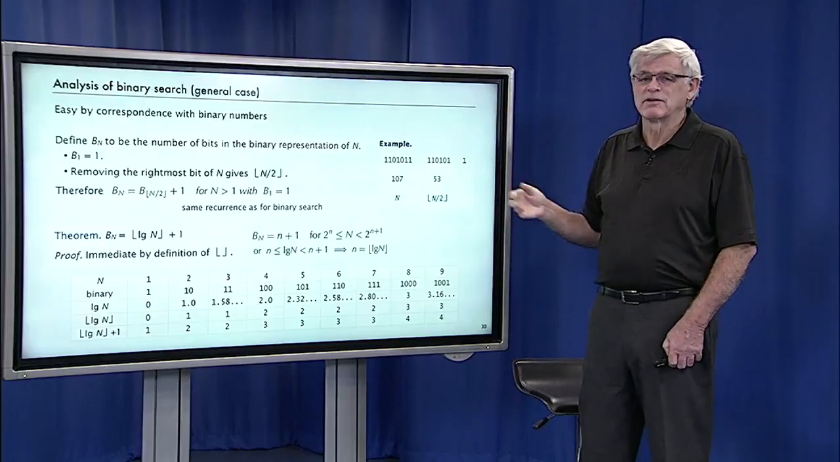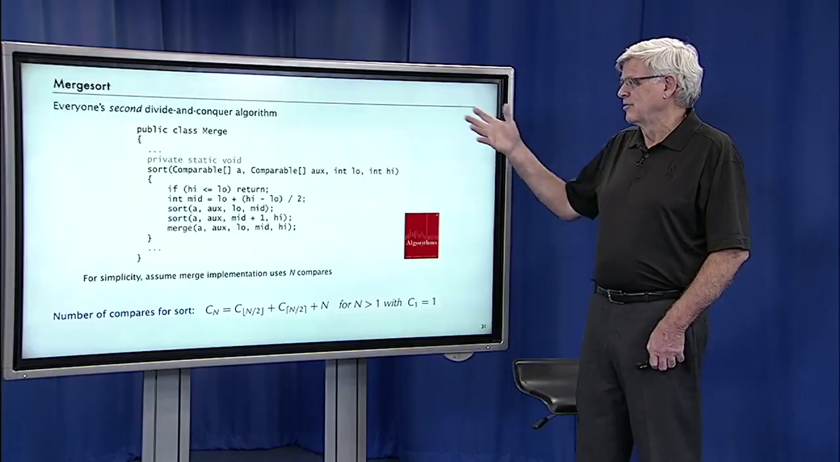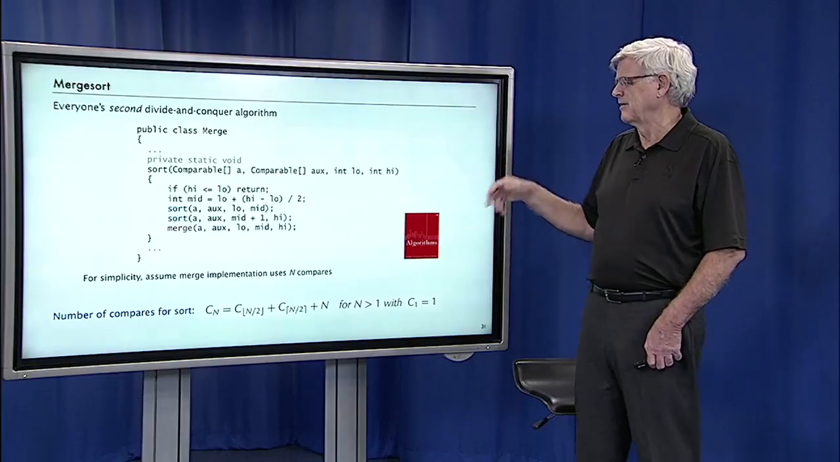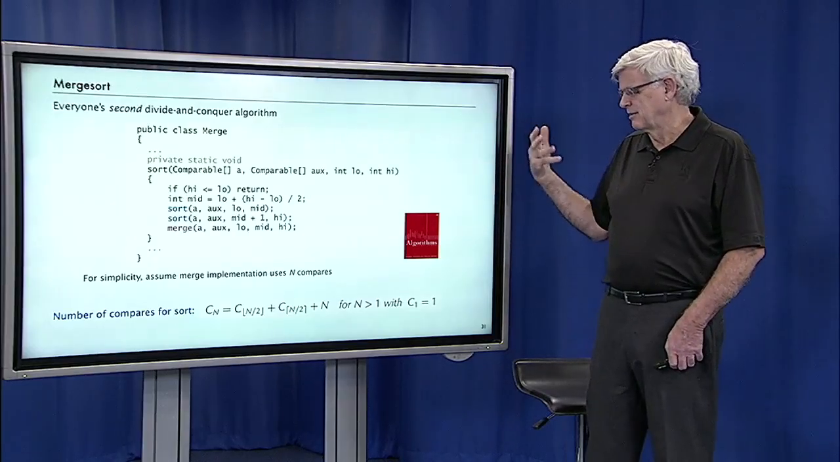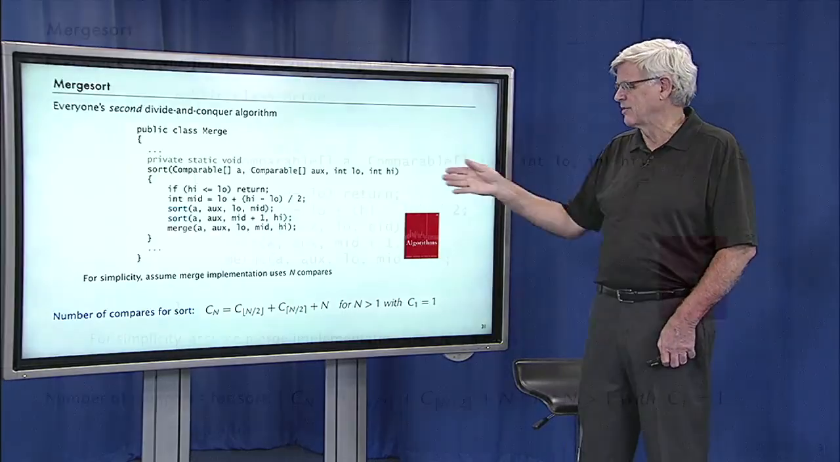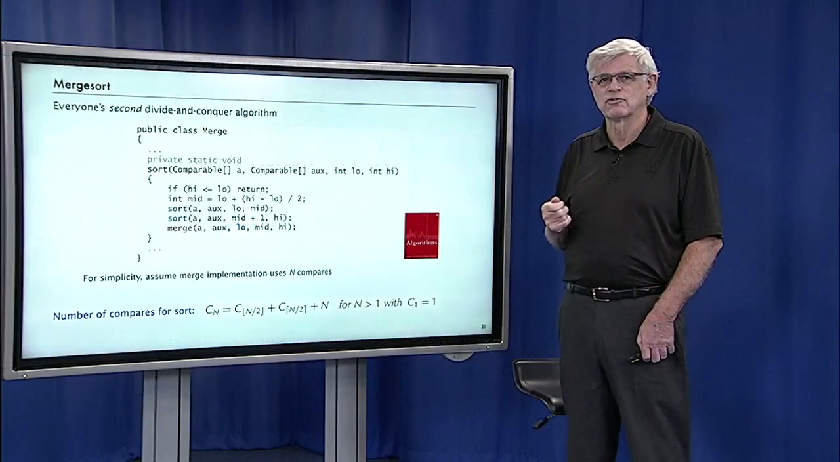And that's a warm-up, because now we're going to do the same thing for merge sort. Merge sort, everybody learns, and I talked about it in the earlier lecture. Divide the array into two halves, sort the two halves, and then merge to put them back together. For simplicity, we'll assume that the merge implementation always uses n compares, and then if you do that, you get this recurrence for the number of compares for the sort.